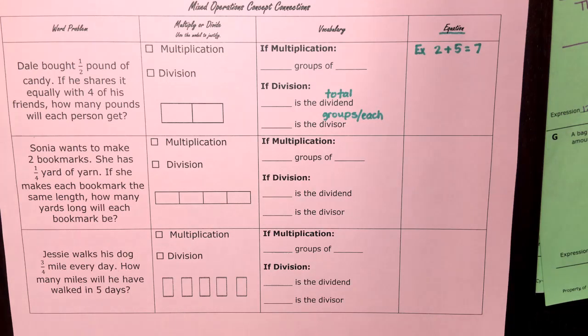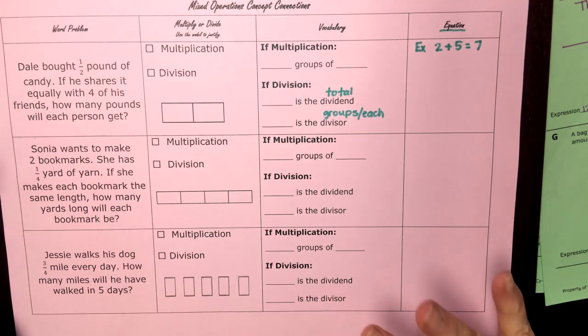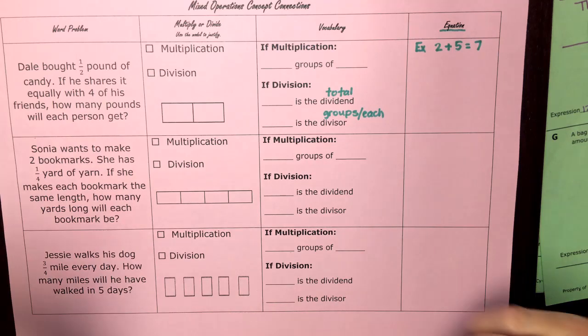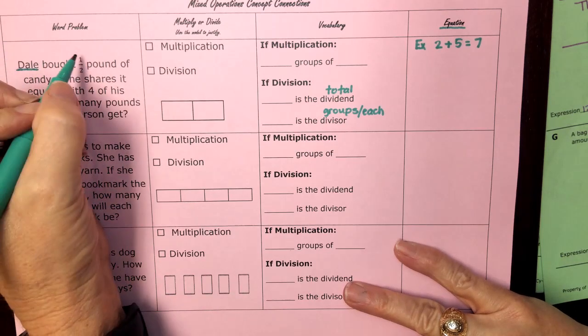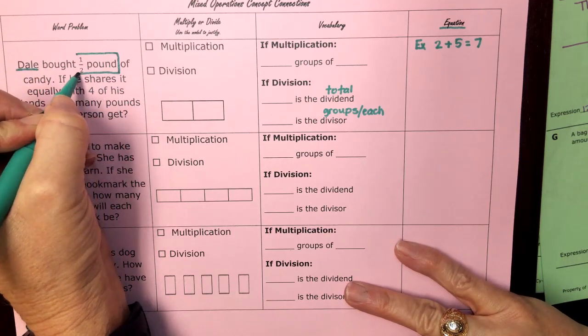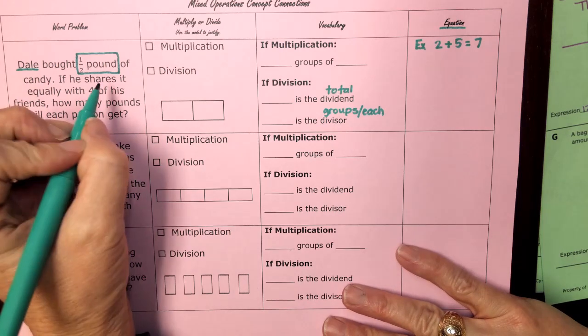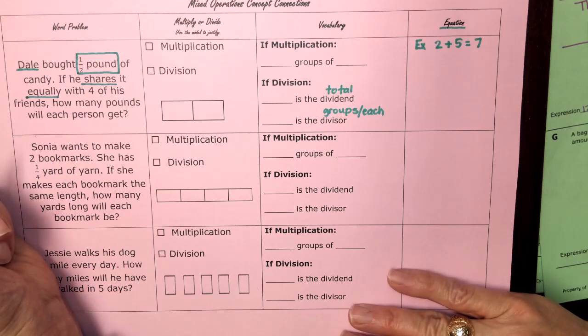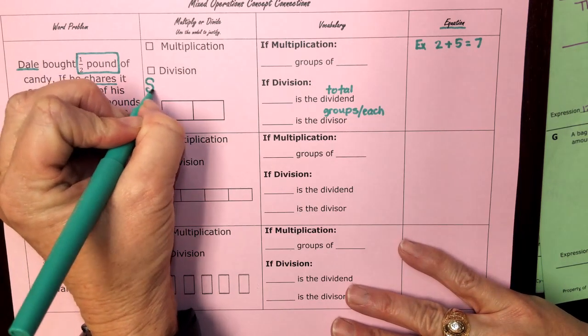So the first problem says Dale bought 1/2 pound of candy. If he shares it equally with 4 of his friends, how many pounds will each person get? Some information stands out to me. First of all, I want to think about who's in the problem and what do they have. I know Dale's in the problem and he has some candy. And what is he going to do with this candy? Well, he's going to share it equally. And so I automatically start thinking about sharing this equally.